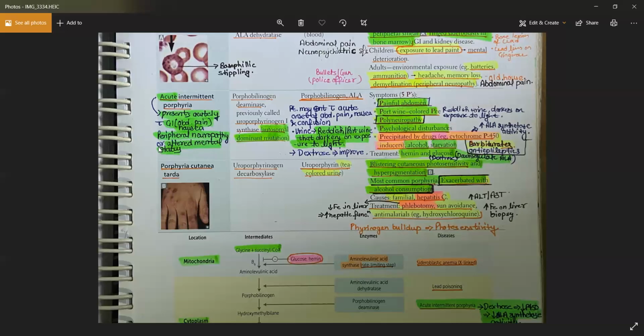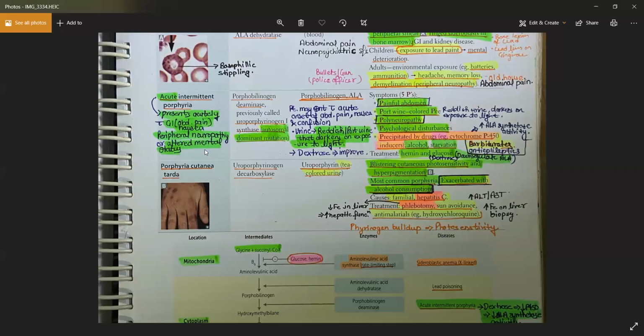And generally, the patient has a previous history of such episodes. So whenever you encounter a patient with recurrent abdominal pain, nausea, vomiting, as well as psychiatric symptoms, and also a previous history of these symptoms, that means the patient has acute intermittent porphyria. You will also get very red or port-wine colored urine. You will get psychological disturbances, and whenever the patient consumes alcohol or any other agent that can increase the activity of cytochrome P450, they will have episodes of these symptoms.